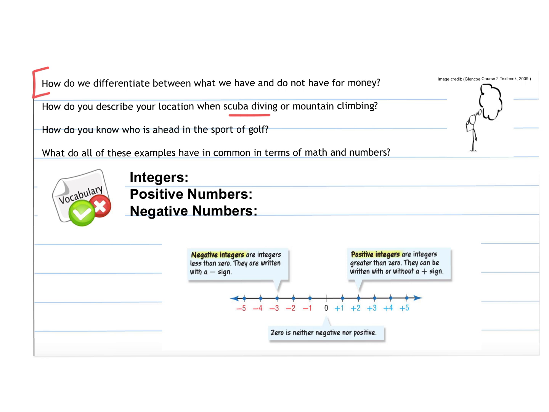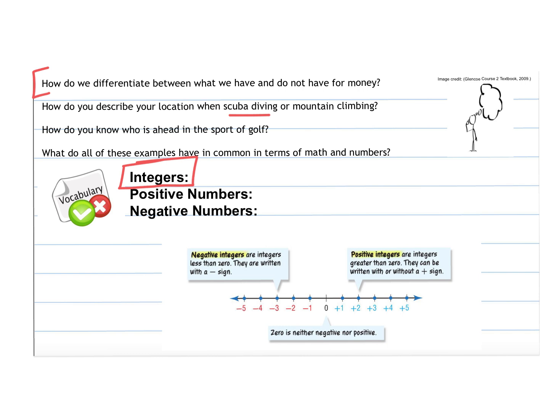How do you know who is ahead in the sport of golf? For those of you that don't golf, there's a par, a number or a score that you are supposed to get on each hole. If you get above that, that would be a positive score, and if you get below that, that would be a negative score. And what do all these examples have in common in terms of math and numbers? They're all using integers. So find this in your packet, otherwise write the word integers down.